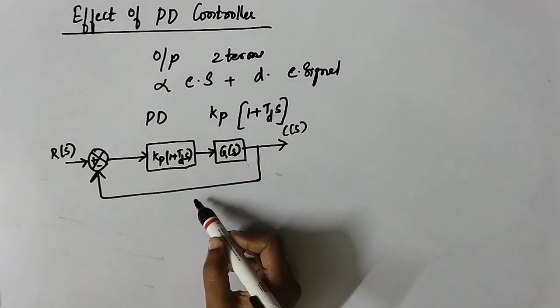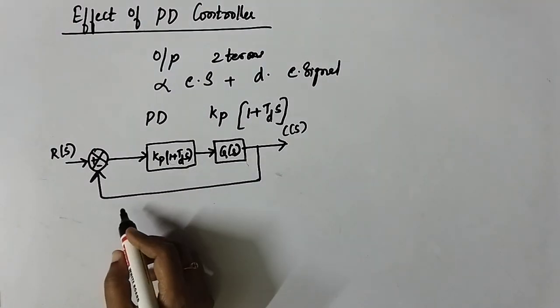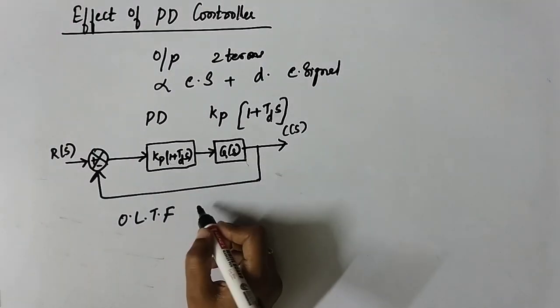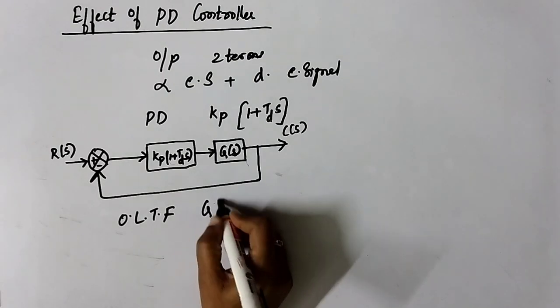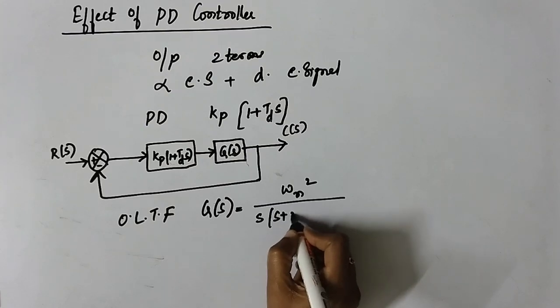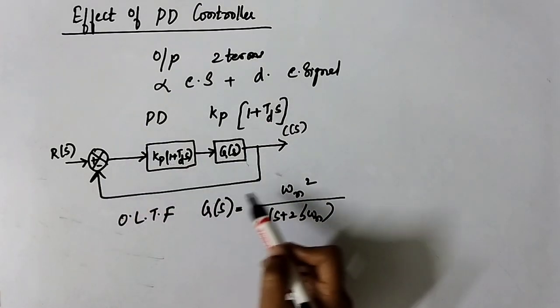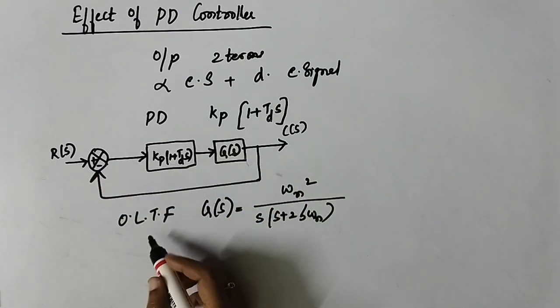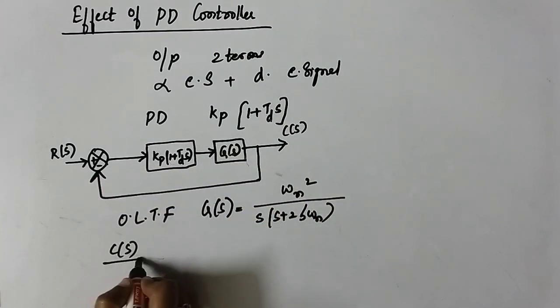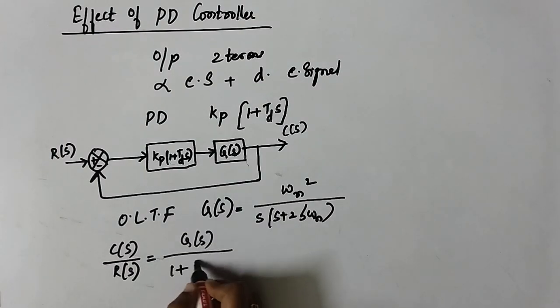Now this is the block diagram of the PD controller. This is a unity feedback system. Now let the open loop transfer function of a second order system be given by G of S equal to omega n square by S into S plus 2 zeta omega n. The closed loop transfer function for this particular system is given by C of S by R of S equal to G of S by 1 plus G of S.